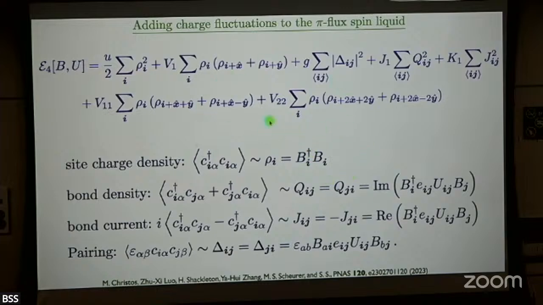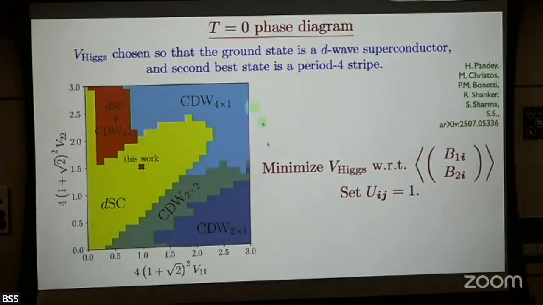And we choose all of these couplings so that somewhere in the phase diagram we can get D-wave superconductors, charge density waves, probably even pair density waves and all of that in mean field theory. I'll just show you results for the case where the ground state is a D-wave superconductor, plain old D-wave superconductor with no translational symmetry breaking, but the next best state is a period 4 stripe. And you'll see in some pictures where that's important.